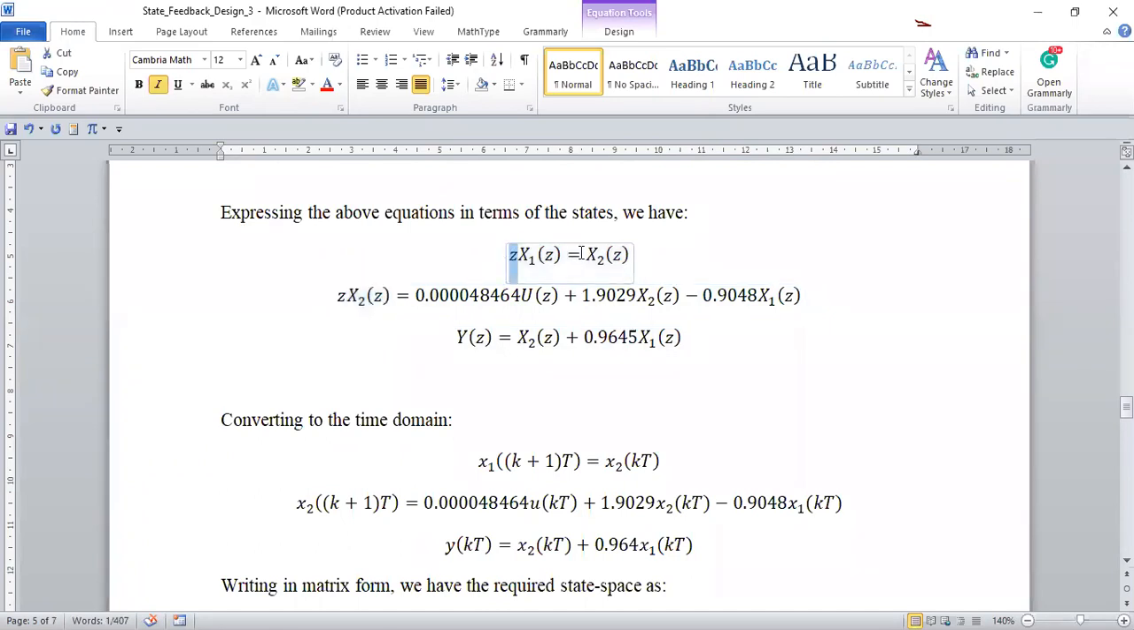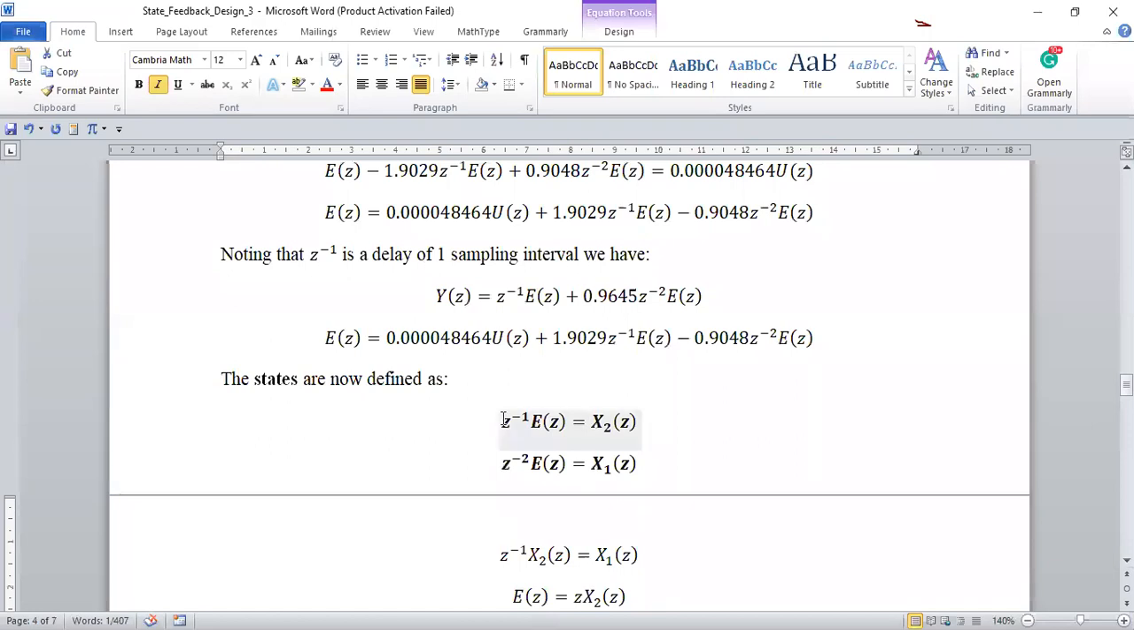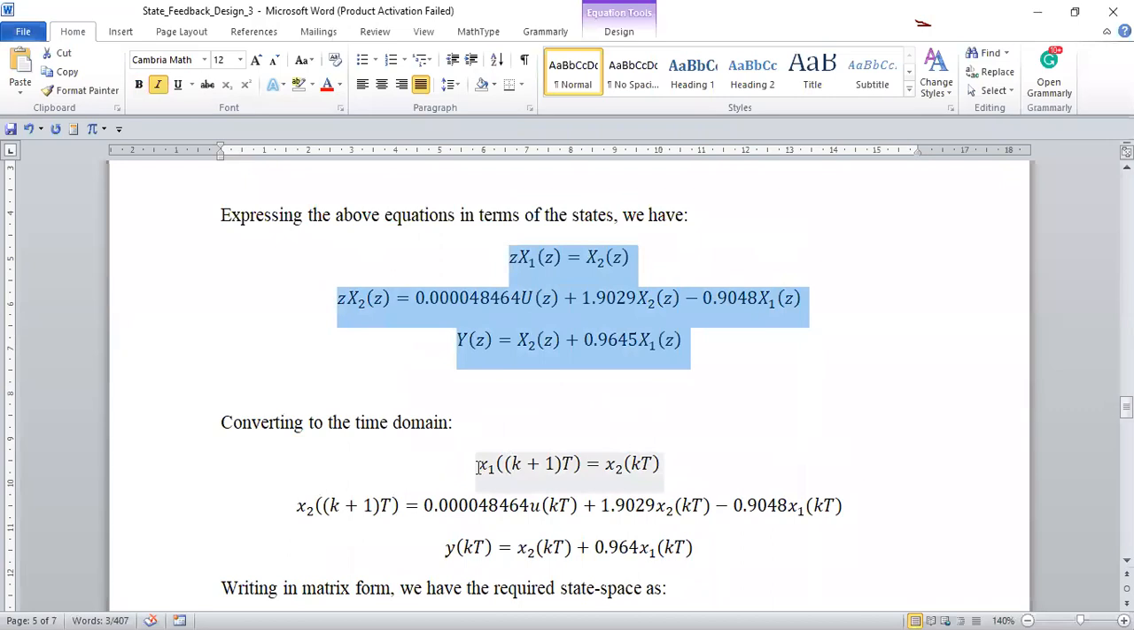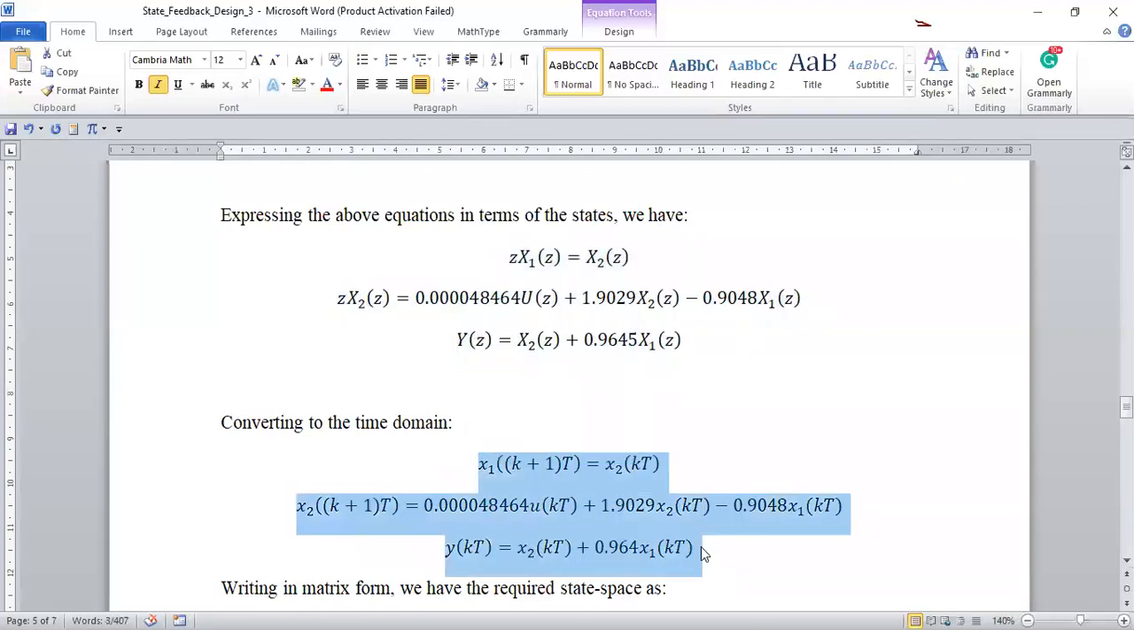But we need to get the relationship between x1 and x2. So the relationship between x1 and x2 is given by this. Just using these two equations, use it to find the relationship between x1 and x2 to get the third equation. So you have the three equations now. Then we want to convert into state space. First of all, you have to convert back into the time domain. I already told you how to convert from the z domain into the time domain. This is the z domain representation, and this is the time domain representation. So you already know how to do that.